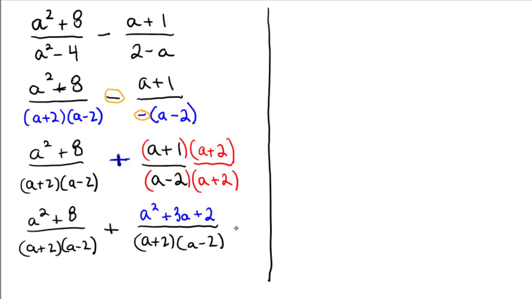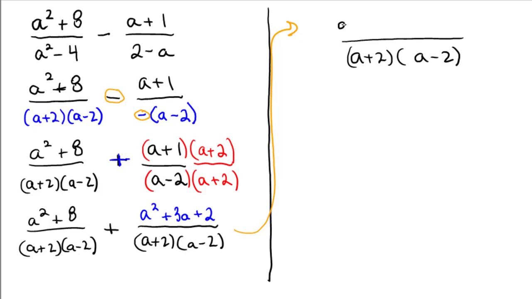Okay, so now what? Now we have common denominators. So I'm going to be able to rewrite this as one single fraction. The denominator, a plus 2 times a minus 2. And in the numerator, we have a squared plus 8, and that's being added to a squared plus 3a plus 2. Okay, so one final step.